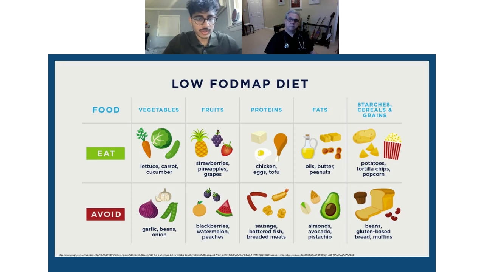And things you want to avoid are intense flavors like garlic, beans, and onions, blackberries, watermelon, and peaches. There's some meats that should be avoided as well that are listed here, and heavy sort of foods like almonds, avocados, and pistachios, which are very calorically dense, and heavy grains as well.